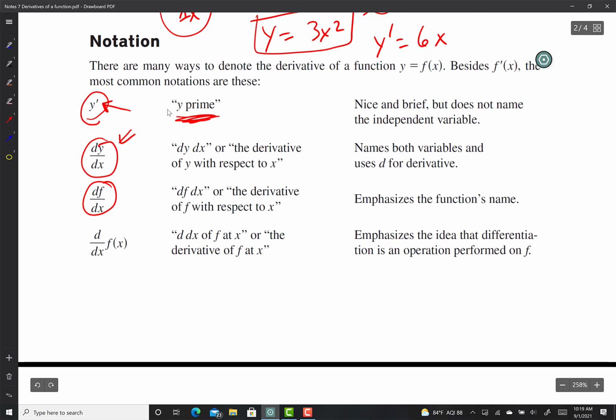df dx, that just means if you have a function f of x and you write df dx, you took the derivative of the function f with respect to x. The derivative of what? That with respect to what letter? X. These are all ways to say the same thing.